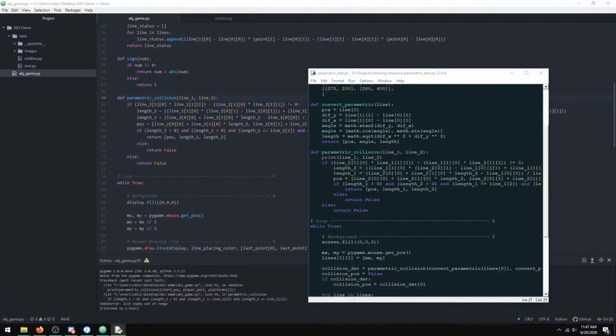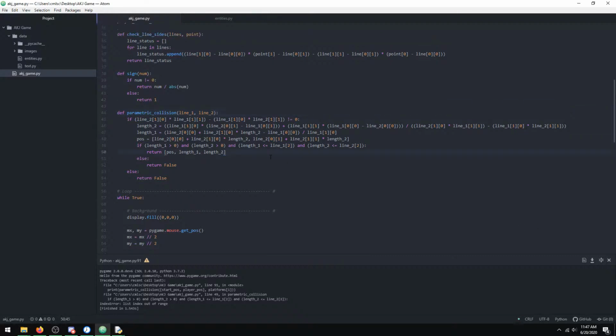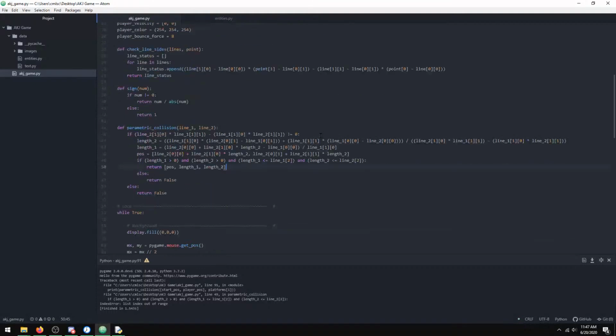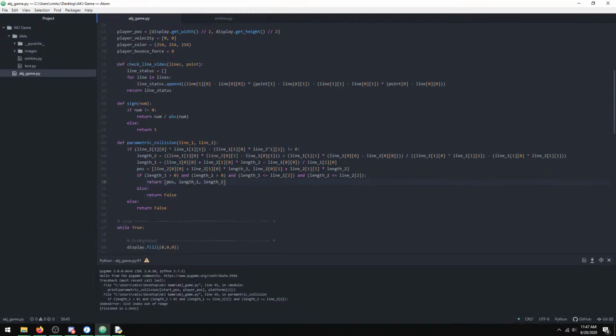What's the error? Oh, that is... Yeah, there is an error. It's just my lines are not in the proper format. I was trying to pass it as point to point instead of point, angle, length. It's like a vector with a starting point and the length.